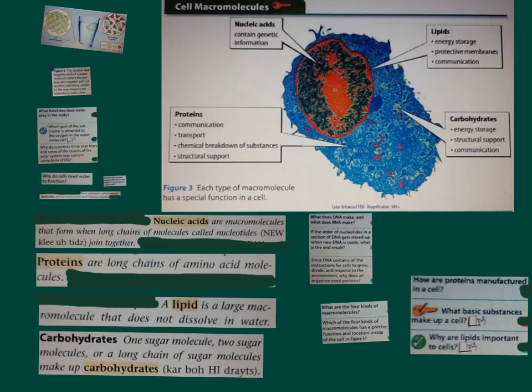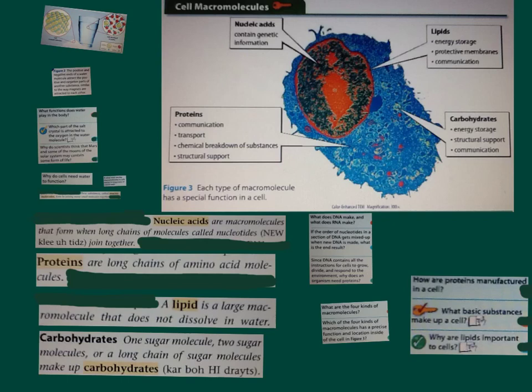They hold the genetic information for the cell. You notice this right here would be the nucleus, and in the nucleus, the nucleic acids hold genetic information. It holds the information that makes a cell the cell, how it functions. The next one would be lipids. The lipids, their function is energy storage.